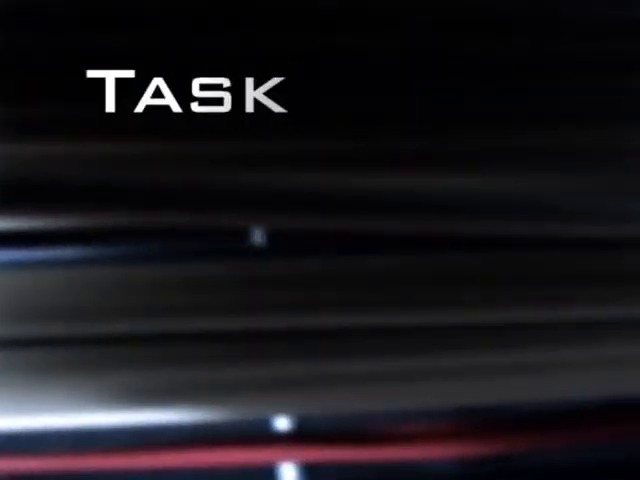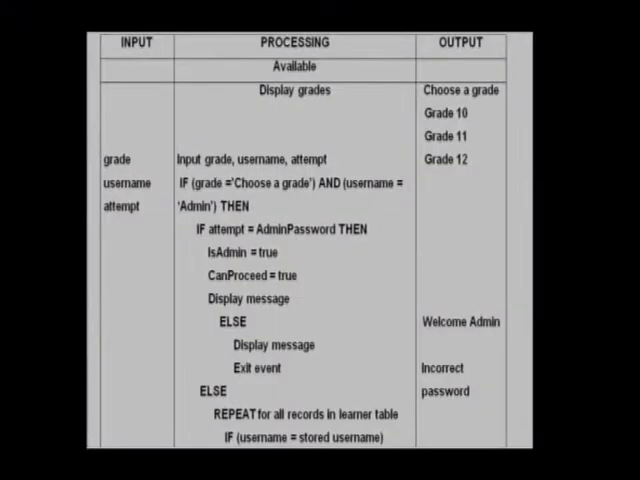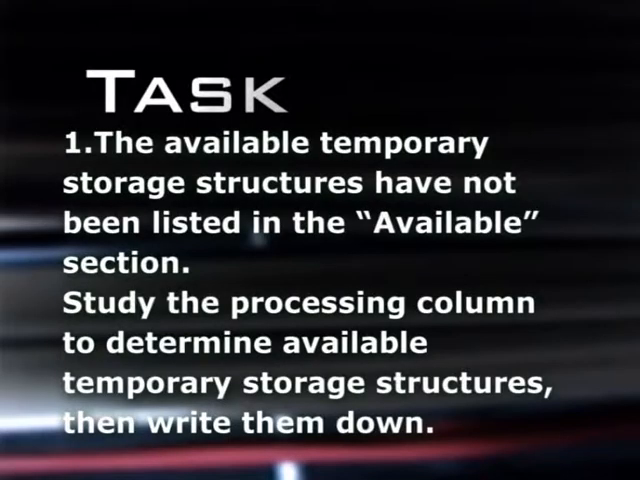Here's your task for this lesson. Study this IPO table, which contains the algorithm for logging into a program and indicates user input and output. In this scenario, the person logging in can either be a player or the administrator. 1. The available temporary storage structures have not been listed in the available section. Study the processing column to determine available temporary storage structures, then write them down. Remember that objects are also temporary storage structures.